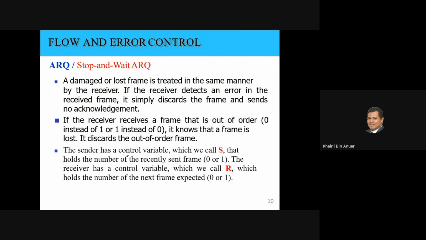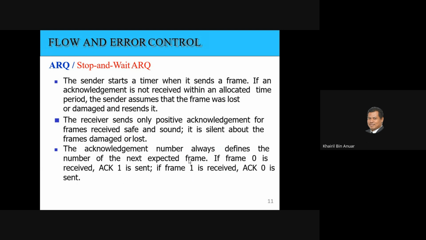The sender has a control variable which we call S, that holds the number of the recently sent frame, 0 or 1. The receiver has a control variable which we call R, which holds the number of the frame expected, 0 or 1. The sender starts a timer when it sends a frame. This is the TTL, time to live. If an acknowledgement is not received within the allocated time, it assumes loss and then we resend it.